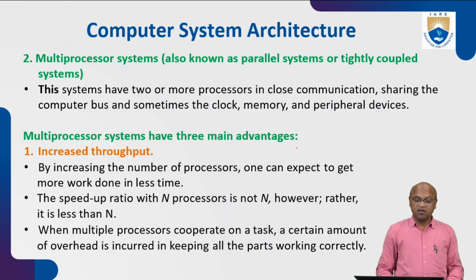The speedup ratio with n processors is not n; rather, it is less than n. When multiple processors cooperate on a task, a certain amount of overhead is incurred in keeping all the parts working correctly.